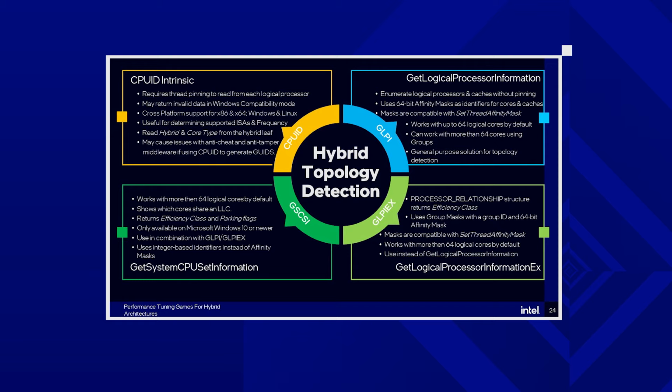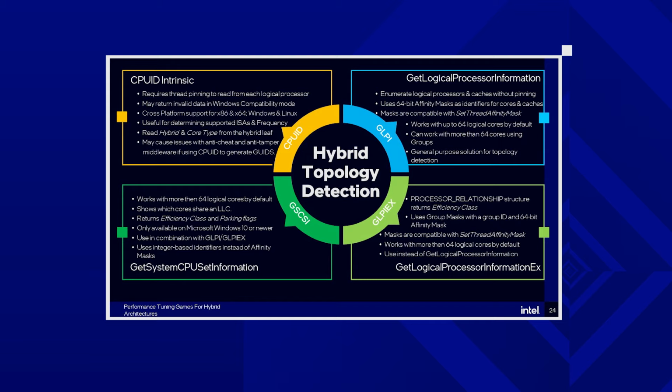There's also GetLogicalProcessorInformation. This will allow you to enumerate logical processors and caches without pinning. It uses a 64-bit affinity mask as identifiers for cores and caches. Masks are compatible with SetThreadAffinityMask, so you can go right into affinitizing your threads. But this is kind of the old way of going about it.